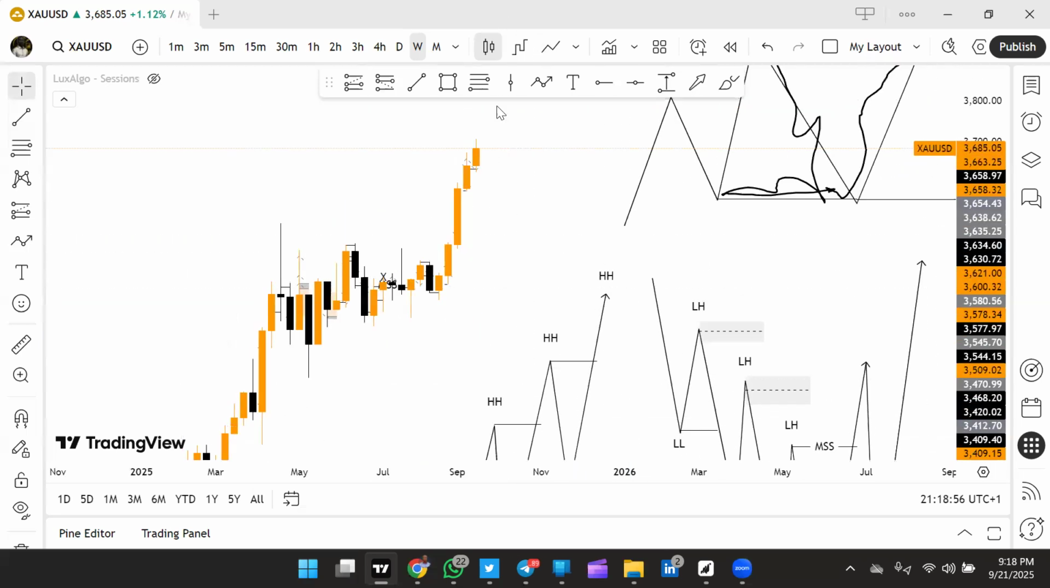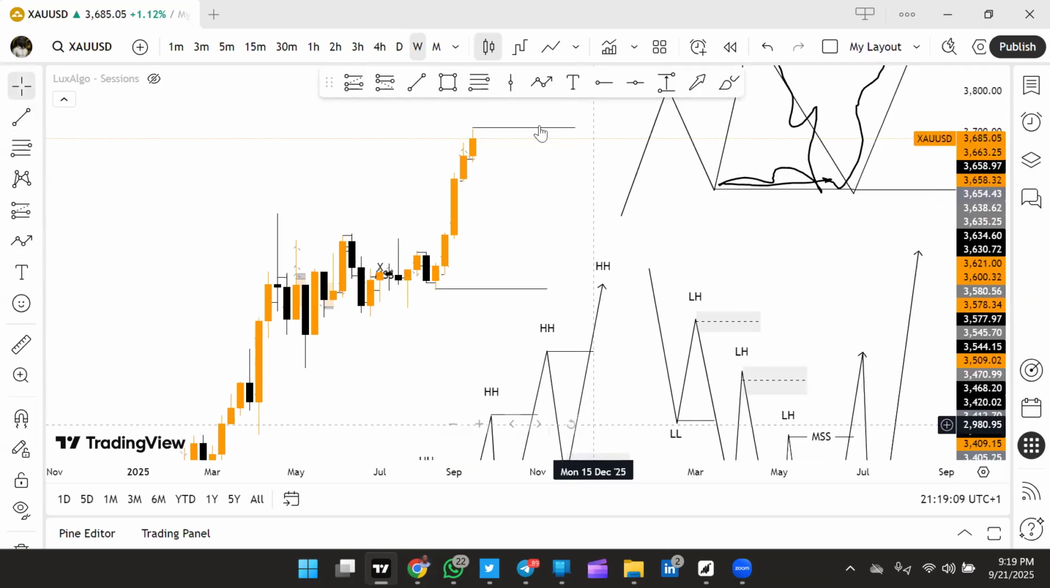Now, looking at the structure, where is the recent leg? From here, from here to here, right? This is what the market did.